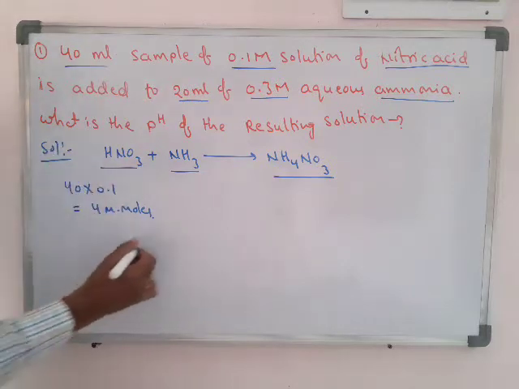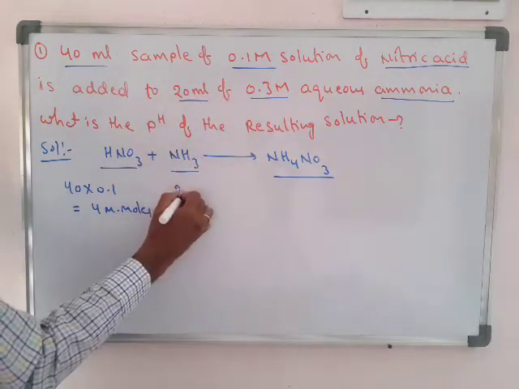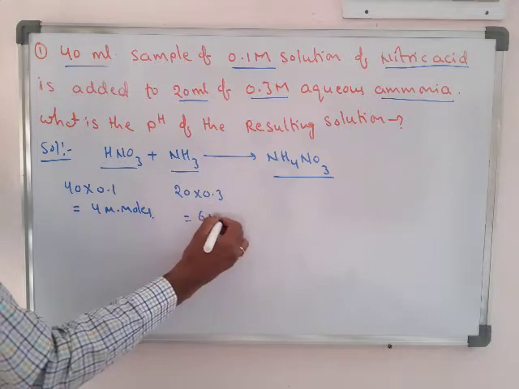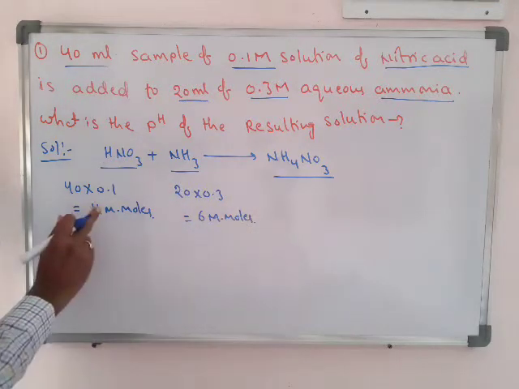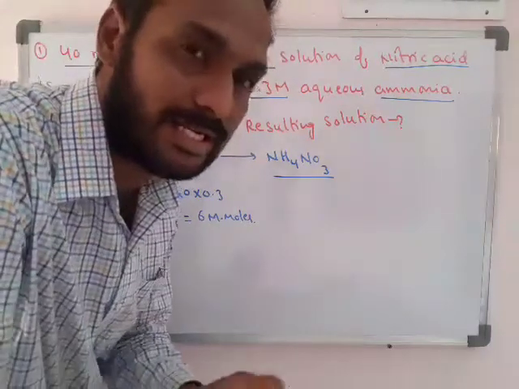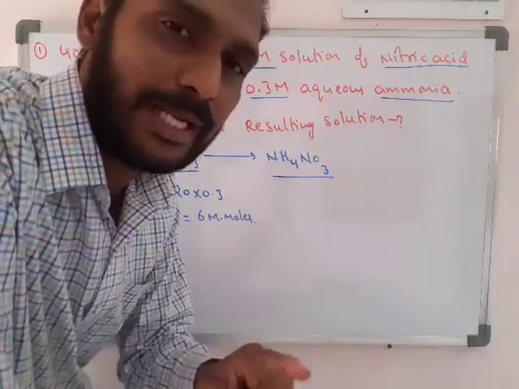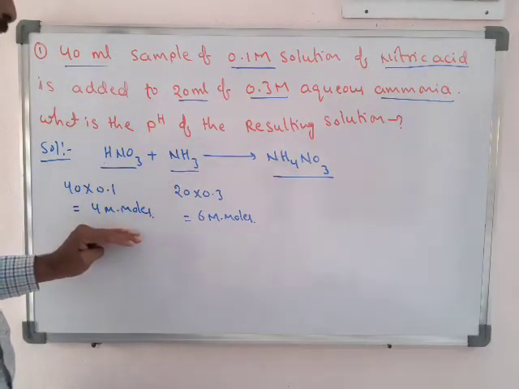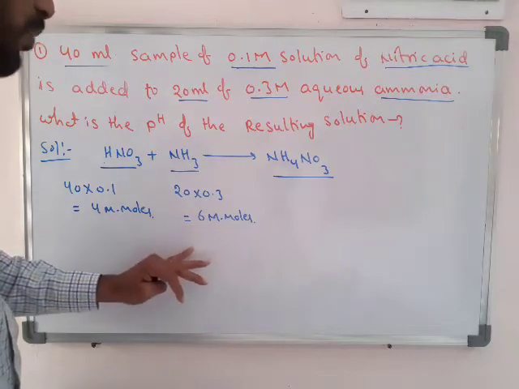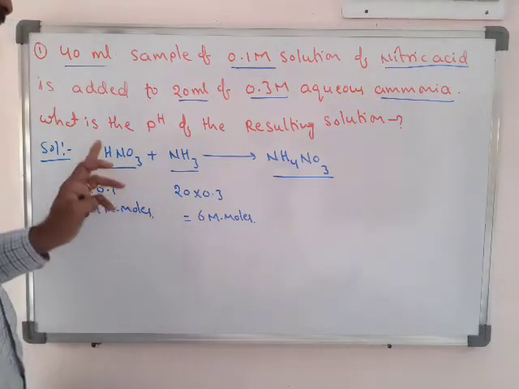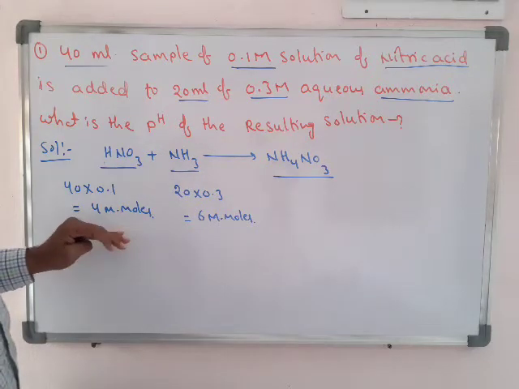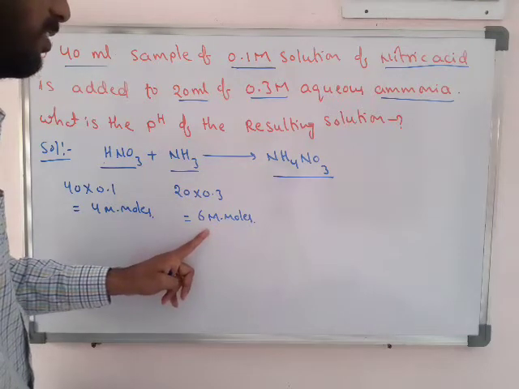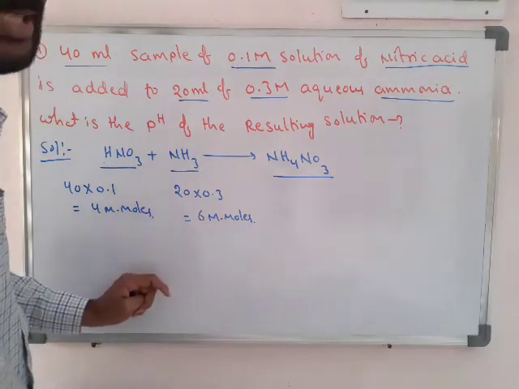4 millimoles of HNO3. And ammonia is given how much? That is 6 millimoles. Means it is given 4 millimoles of nitric acid and 6 millimoles of ammonia. But according to the equation, they are in 1:1 ratio, so this 4 millimoles reacts only with 4 millimoles. Means what is the limiting reagent? The limiting reagent is only HNO3, because the 4 millimoles react with 4 millimoles of ammonia, and there is excess. How much? 2 millimoles of NH3 will remain unreacted.